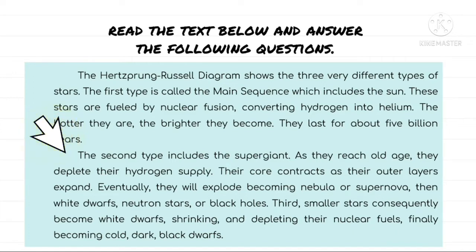The second type includes the supergiant. As they reach old age, they deplete their hydrogen supply. Their core contracts as their outer layer expands. Eventually, they will explode, becoming nebula or supernova, then white dwarfs, neutron stars, or black holes. Third, smaller stars consequently become white dwarfs, shrinking and depleting their nuclear fuels, finally becoming cold, dark, black dwarfs.